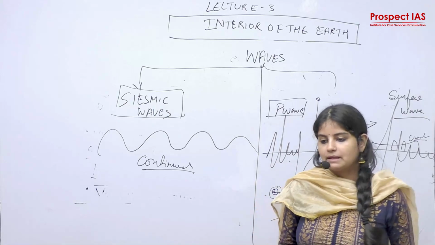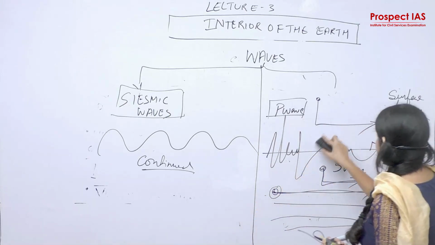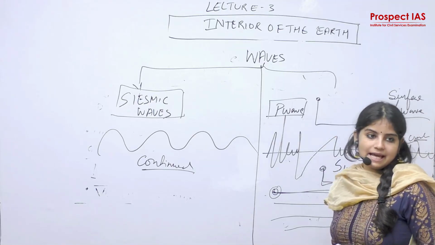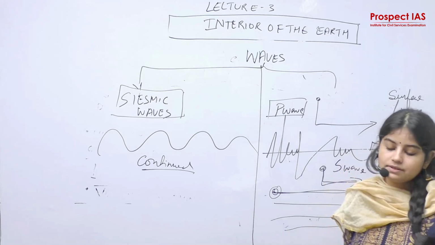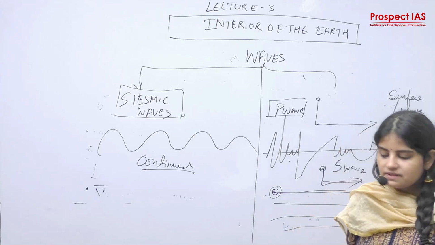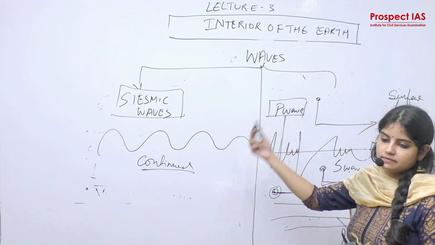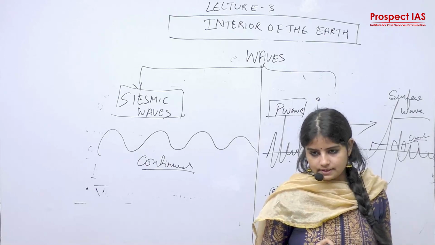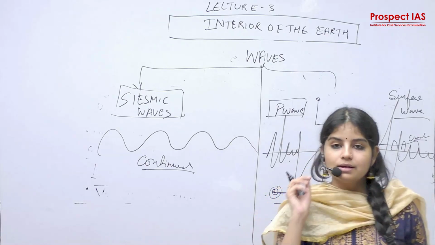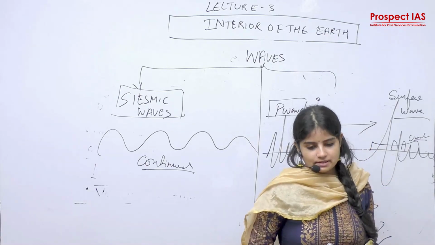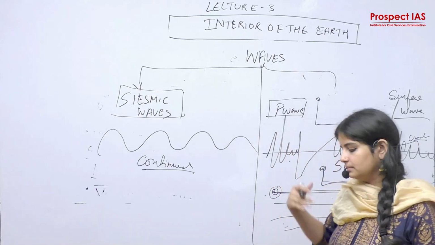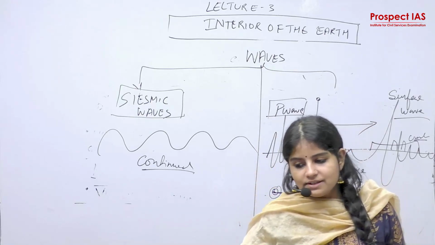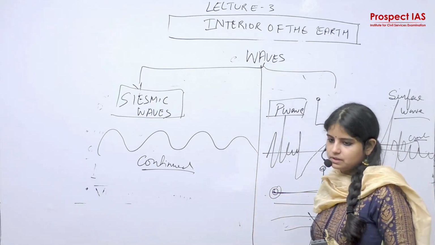Now the secondary wave. This wave is a type of transverse wave. So a transverse wave takes longer time to reach the surface. It takes longer time to arrive at the surface with a time lag, with a proper interval. Now it can only travel through the medium of solid.